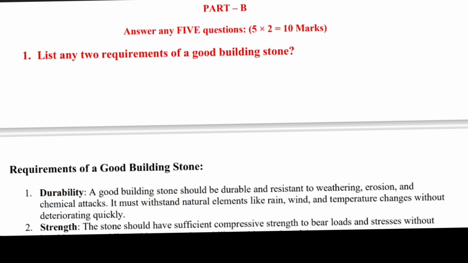This is model question paper 1, construction material, civil engineering, part B, 2 marks questions. The subject name is construction material, and the subject code is 25CE11I. These are the 2 marks questions. List any 2 requirements of good building stone.